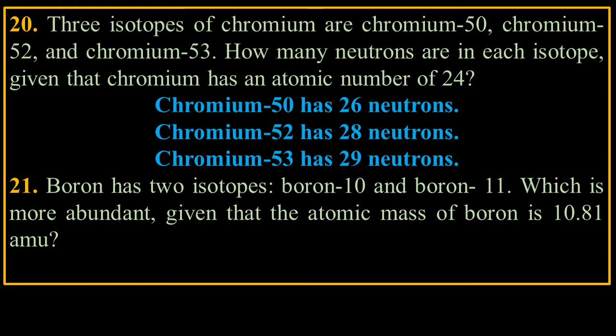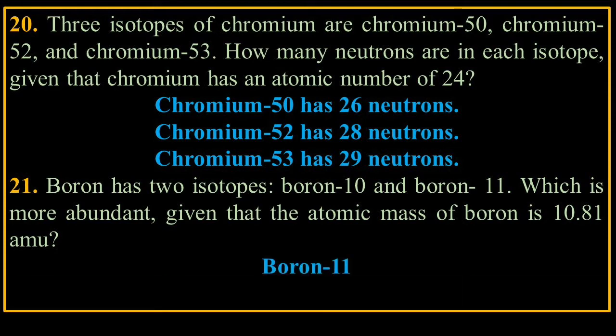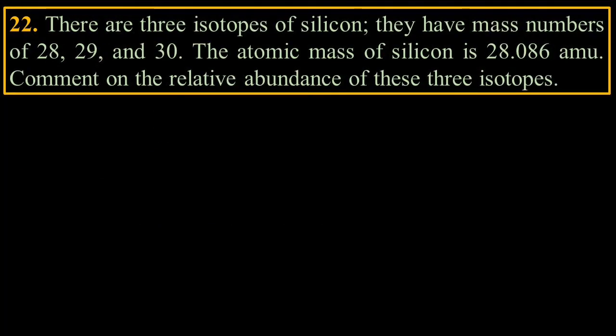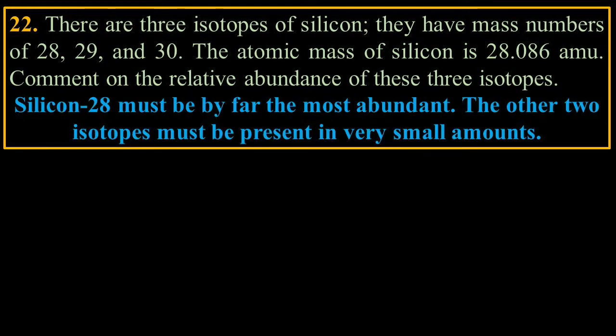Boron has two isotopes, boron 10 and 11. Which is more abundant given the atomic mass of boron is 10.81? Well, this is very qualitative. You can see that it would be much closer to boron 11, so that's going to be the dominant isotope. There are three isotopes of silicon. They have mass numbers of 28, 29, and 30. The atomic mass of silicon is nearly just 28. Comment on the relative abundance of these three isotopes. Silicon 28 must be by far the most abundant. The other two isotopes must be present in very, very small amounts.